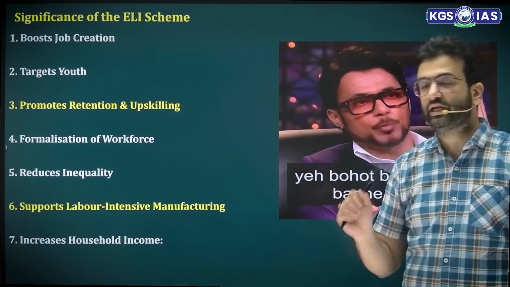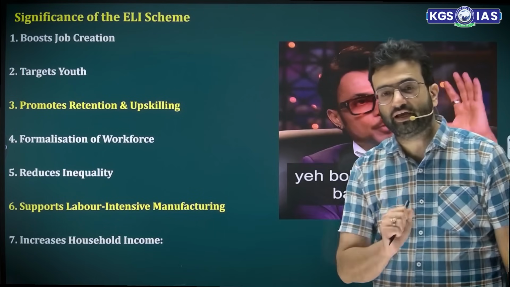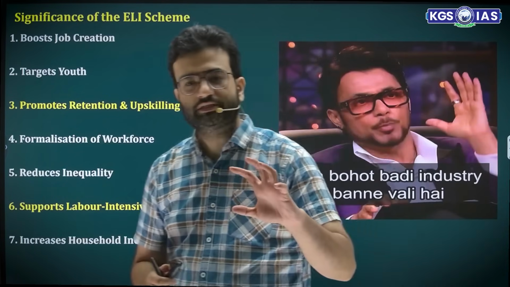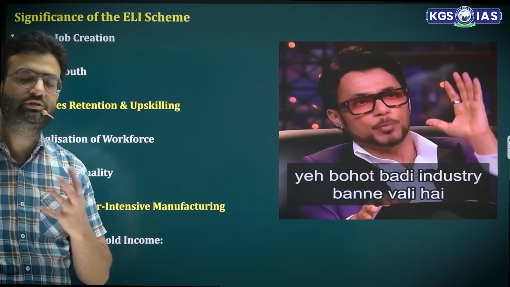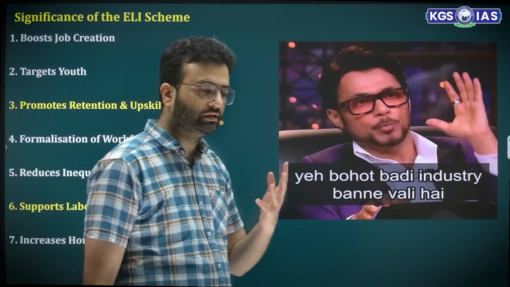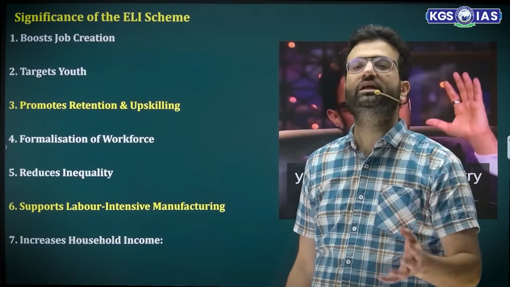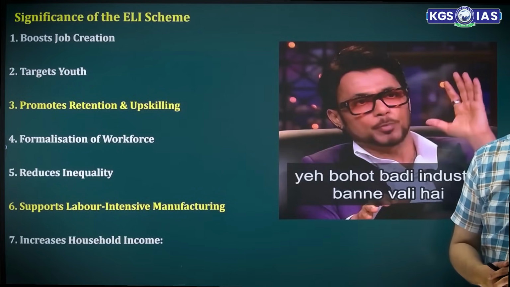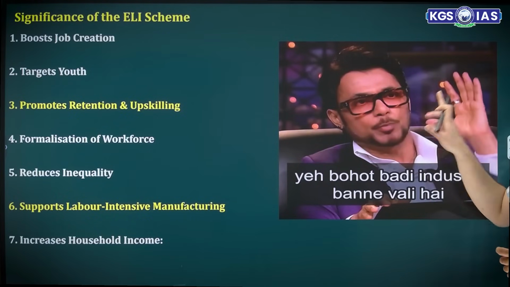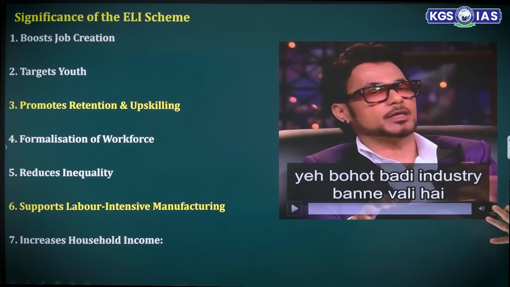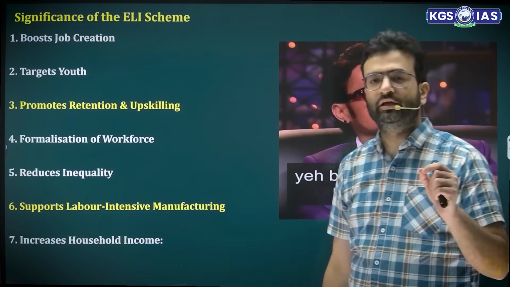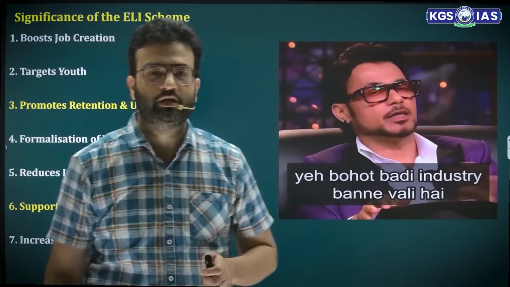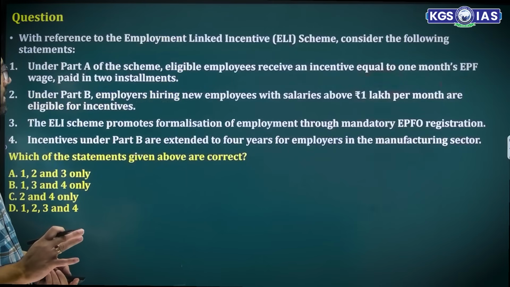And then seventh is increase household income. Now this is again very important. Once the people's disposable income increases, the virtuous cycle rotates, and obviously government gets more taxes through GST. So this is the major significance of this scheme, and that's why we are saying this scheme will create a long lasting impact if it actually executes properly. Okay, so these are the significances of this ELI scheme.